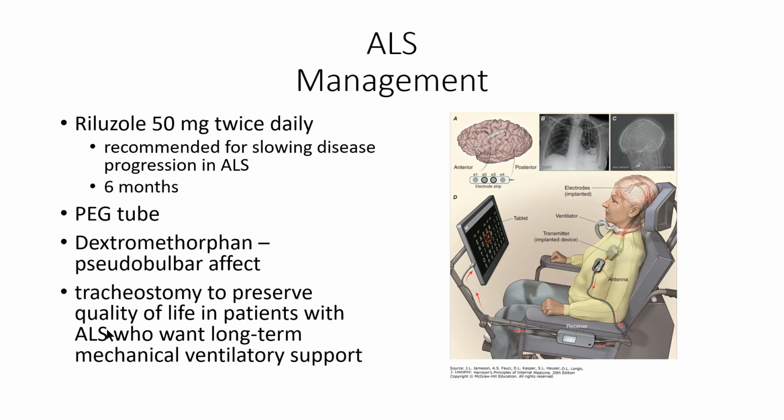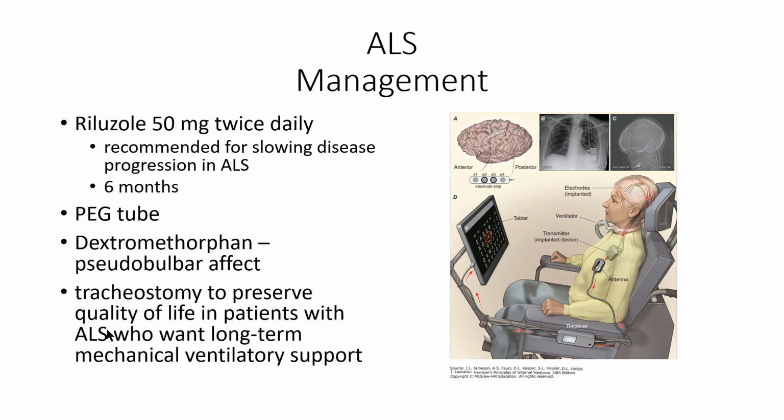These folks will also eventually need a PEG tube, a percutaneous endoscopic gastrostomy tube, and that's a way they can put the tube in the stomach and directly give them nourishment. Eventually, if they do exhibit pseudobulbar affect, dextromethorphan, the kind in just regular cough medicine, has been shown to be effective in treating the symptom, but sometimes it causes side effects like constipation.